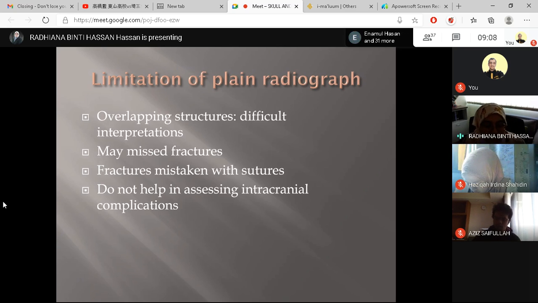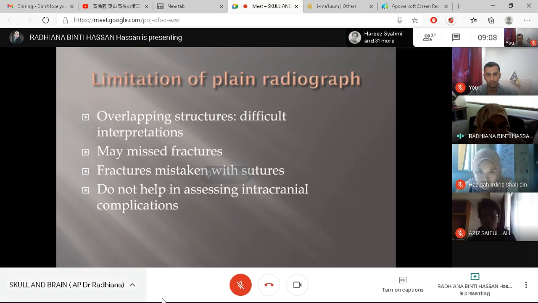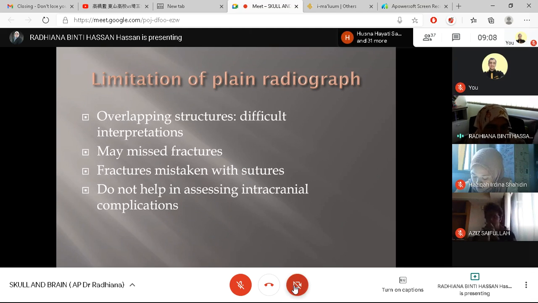Okay, and another thing about skull radiograph is that it doesn't help in assessing intracranial complications or severity of head injuries. For example, you can have a patient with a huge intracranial hemorrhage but no skull fracture, in which the patient requires surgical intervention. On the other hand, you can have a patient with skull fracture but no intracranial hemorrhage, in which conservative management can be allowed.